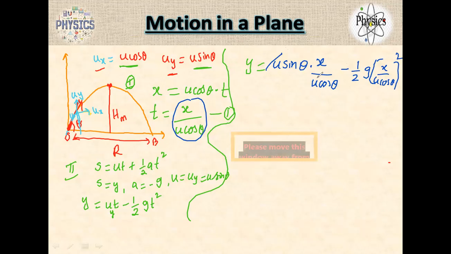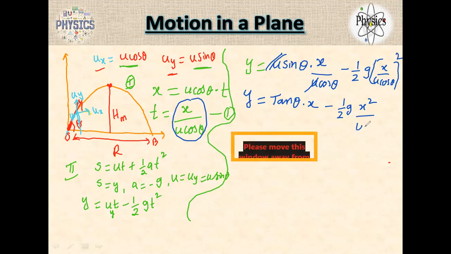Here u gets cancelled, right? sin theta by cos theta. What are you going to get? tan theta, guys. Sin is always opposite side by adjacent side. So when you divide sin theta by cos theta, what are you going to get? Hypotenuse will cancel, so opposite side by adjacent side. Definitely this is tan theta. We use this for calculating slope. Into x minus g x square by 2 u square cos square theta.